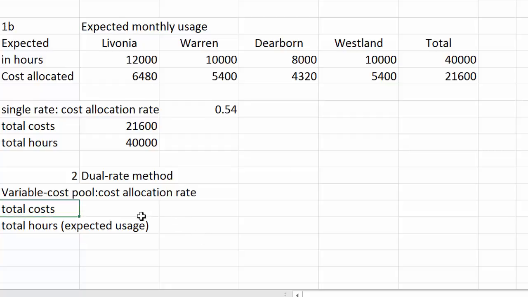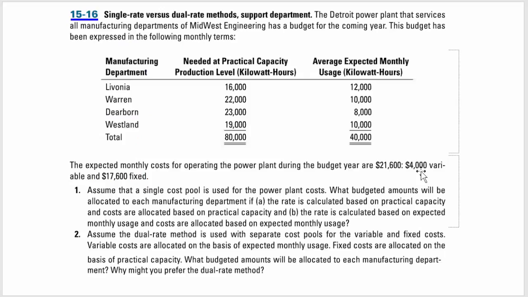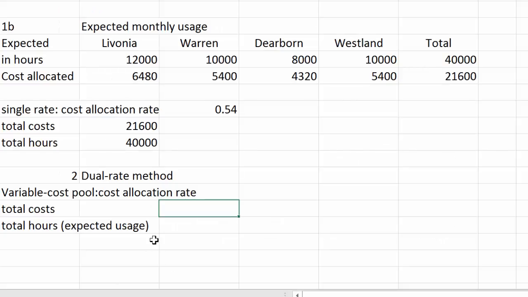So we can go ahead and look at what numbers we're going to use for total cost. We're looking at 4,000, and for the expected monthly usage, the total is 40,000. Perfect. So we have 4,000 US dollars, and we have 40,000 hours. So the cost allocation rate for the variable cost pool is going to be 4,000 divided by 40,000. So you get basically 10 cents per hour.